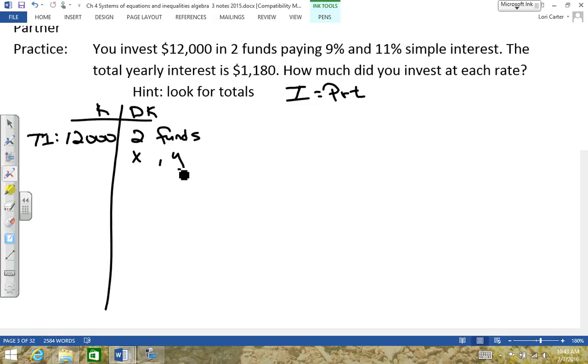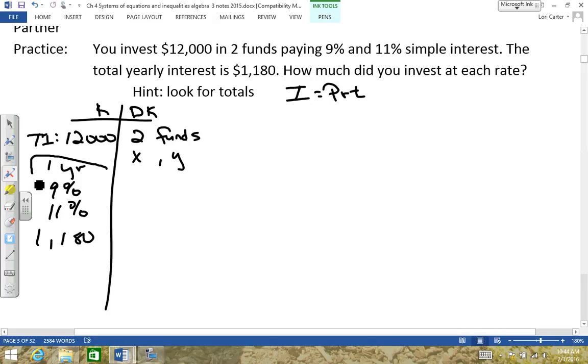Usually your variables. What else do you know? It takes place over 1 year. I know it's 1 year. What else? I have a 9% interest rate and 11% interest rate. What else do I know? What else do you know? My total interest is $1,180. So all of this goes together, right? Because it all deals with interest. Yeah. Okay.